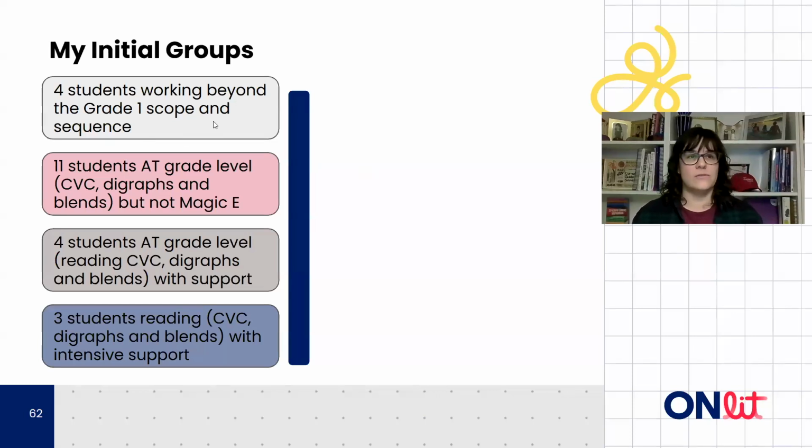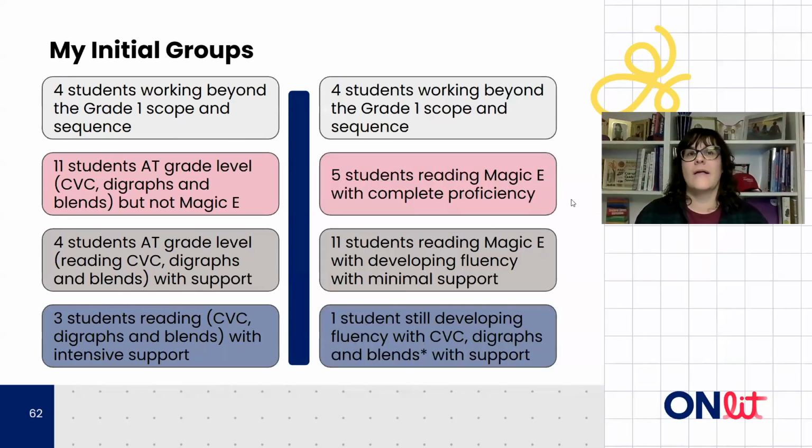I have the students, those 4 students, that group of 11, and then those kids who needed that support. Well, now I still have those 4 kids way above and beyond. I have 5 students who are completely proficient with Magic E. They are reading multisyllabic words within the concepts that we've already taught. I've got these 11 students who are doing really well with Magic E. We've only been doing it for 3 weeks, and they're developing that fluency, and they require very minimal support. And that's left me with just 1 student who needs my daily support in reading those CVC words and digraphs.